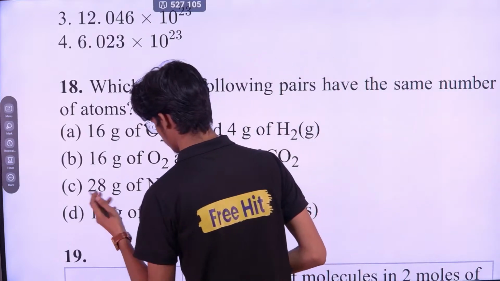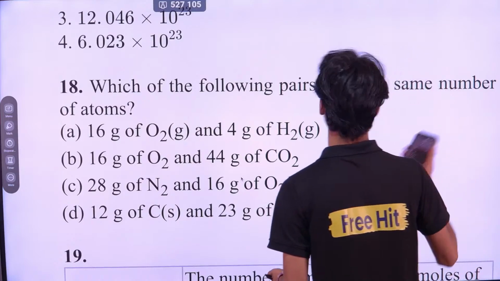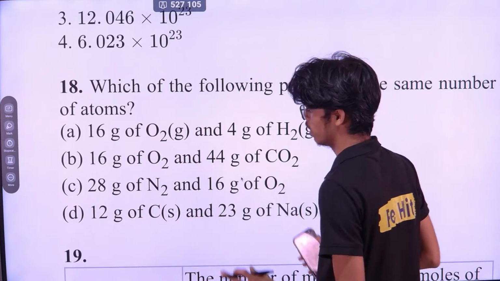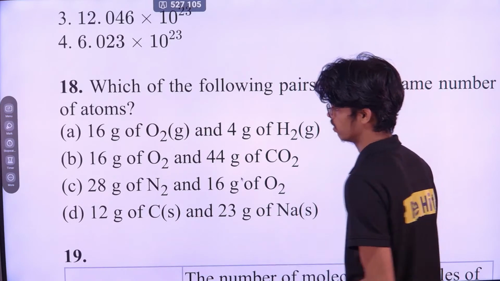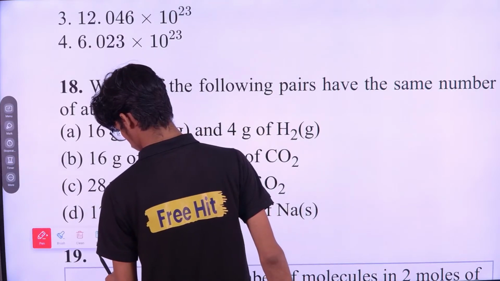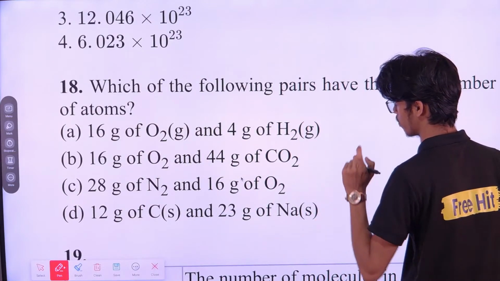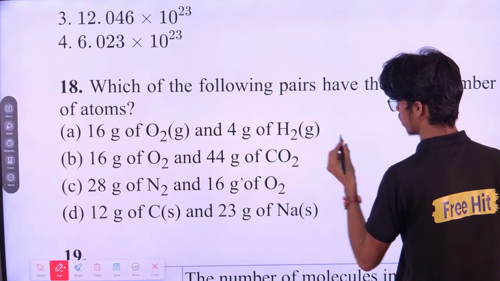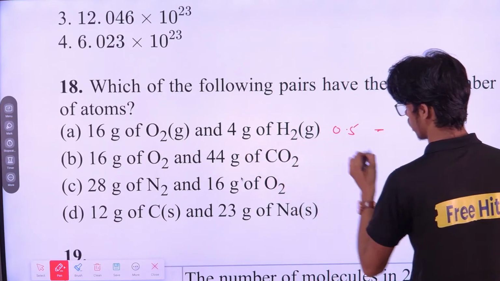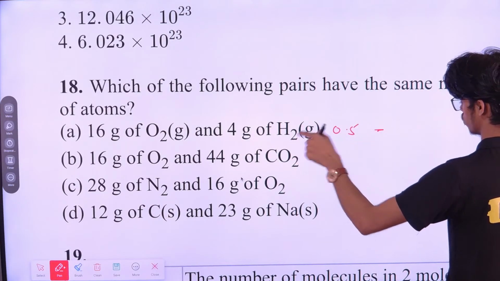So see, we just have to find the number of moles, and equal number of moles means equal number of particles, okay. Same number of atoms means same number of moles, that's it. If the number of moles are same, our answer is right. 16 gram divided by 32, okay, given mass by molar mass. Remember, I am doing given mass by molar mass. So 16 by 32 is half, and 4 gram of hydrogen, given mass 4, molar mass is how much? 2. So 4 by 2 is 2.